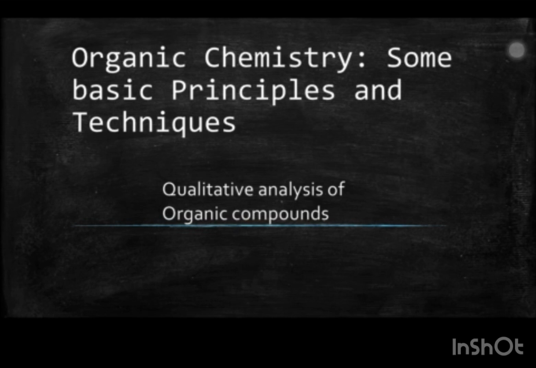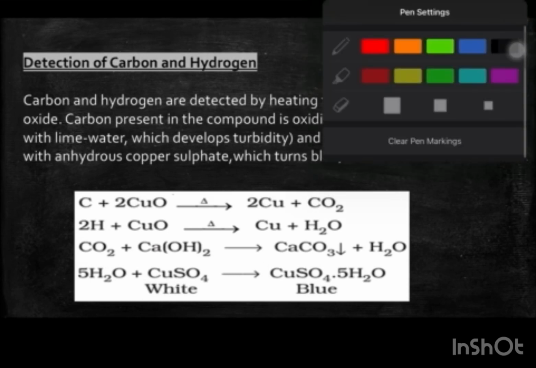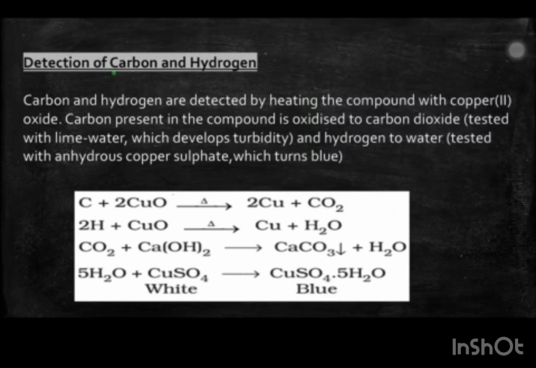This video is specifically for qualitative analysis of organic compounds for class 11th. In this video, I'll be discussing how to detect the presence of carbon, hydrogen and extra elements in a given organic compound. As we know, organic compounds are defined as hydrocarbons and their derivatives. So first of all, we have to detect the presence of carbon and hydrogen in the given organic compound, and that is a very easy process.